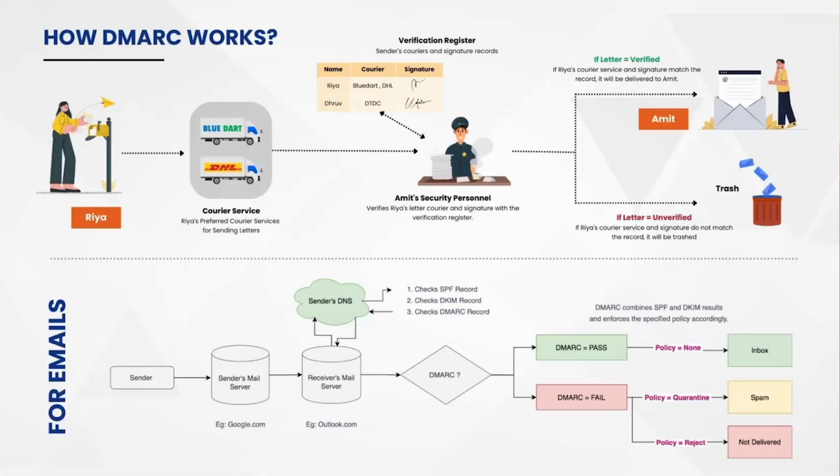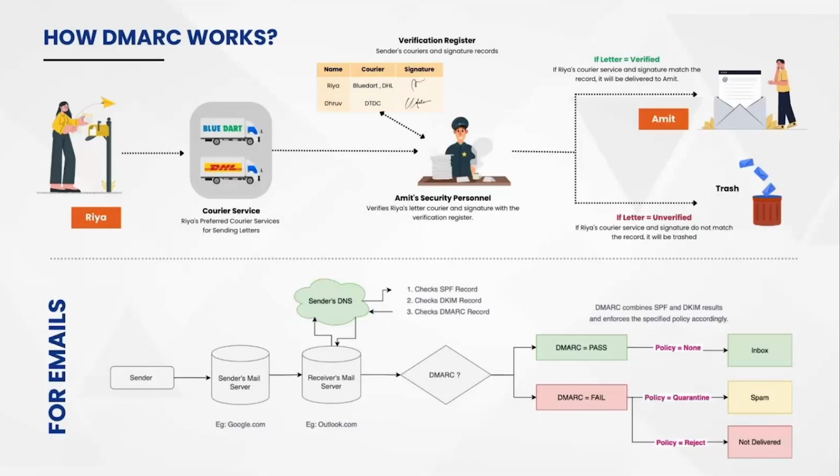Now whenever a message is sent, if I take the same example with email, Ria wants to send an email to Amit. Amit's server, the receiver's mail server, will check the sender's DNS, which is Ria's DNS. It will check all the parameters, all the protocols of the email that has been received. First, it will check the SPF record.